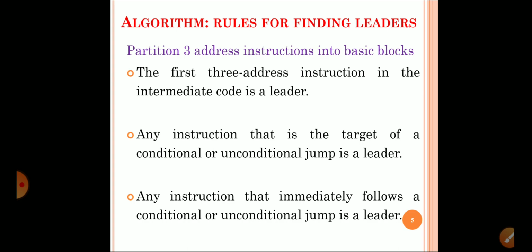But here we have to make a note that the instruction which has just passed the end of an intermediate program is not included as a leader. Means the instruction which has just completed execution in an intermediate program will not be a leader. So these few things have to be considered while choosing a leader for a basic block. Any instruction that immediately follows a conditional or unconditional jump is a leader. So these are the three rules: rule 1, rule 2 and rule 3, which are to be considered for choosing a leader.